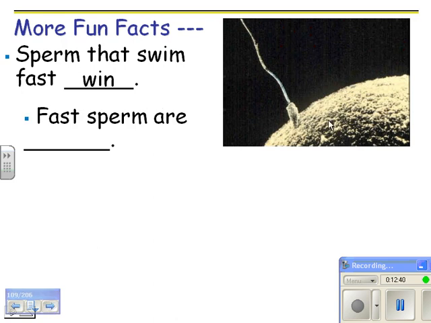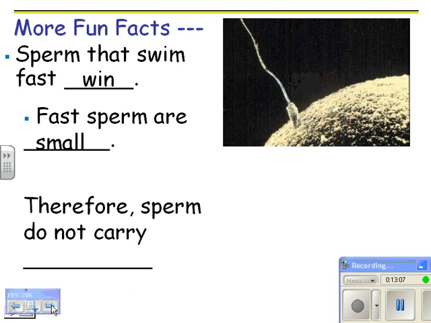Look at the size of this thing. Here's an egg. It's enormous compared to this tiny sperm cell. So the ones that swim fast are not carrying a whole lot of extra weight. They've got one very good functional flagellum, and they're carrying pretty much only their DNA, and so they're tiny. If they were bigger, they wouldn't be able to swim fast. So fast sperm are small. Therefore, sperm do not carry organelles. The only thing that dad's contributing here is half of the DNA to make the baby.